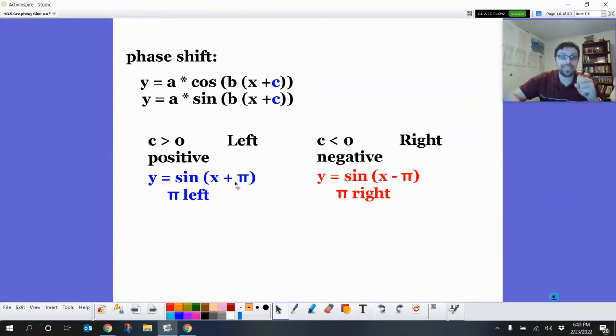It is a little backwards and weird. So if we see addition, you would think, go to the right. No, no, no. It goes to the left. And if you see subtraction, it's on the inside. So it's all backwards and weird. So if you see that subtraction, you need to move to the right.